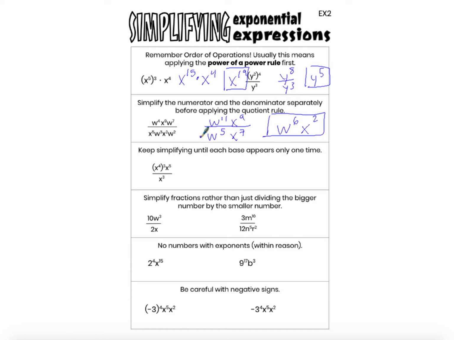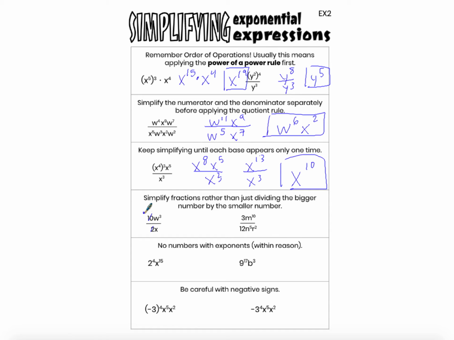Putting these two tips together, we are going to keep simplifying until each base only appears one time. So power rule first. Simplify the numerator and denominator separately. And then now I'm just going to use the quotient rule. So power rule, numerator, denominator separately, and then here I just use the quotient rule.